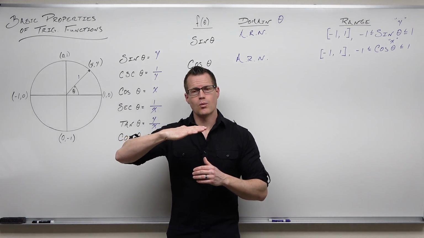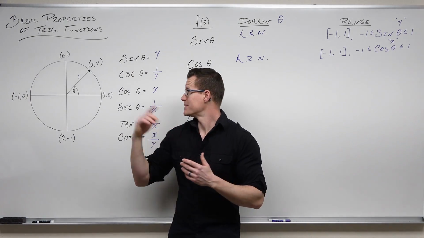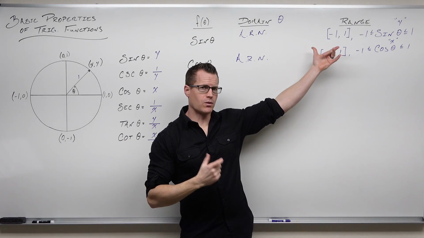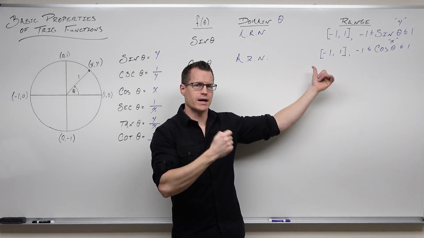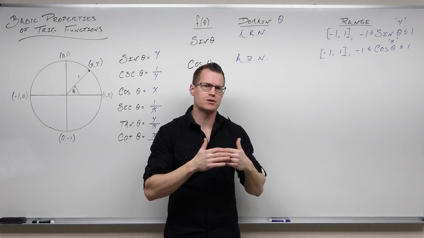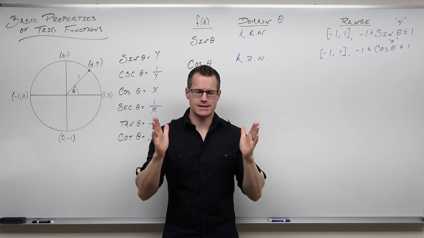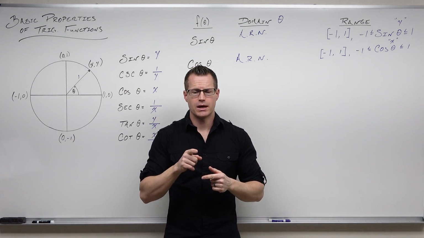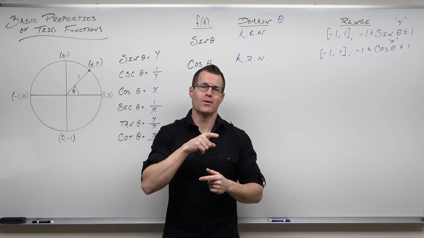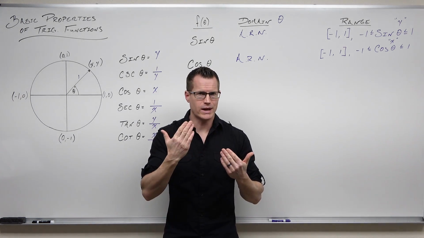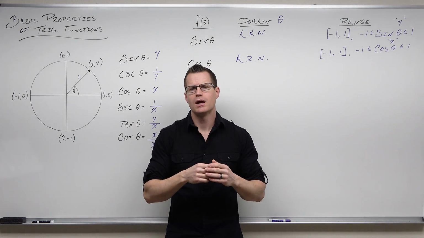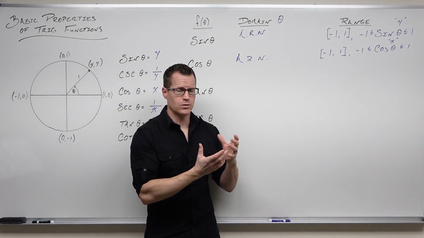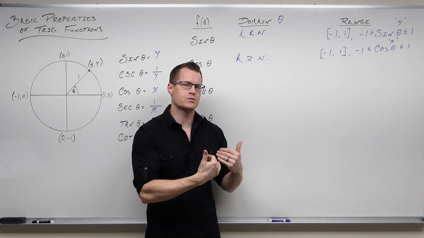Our domain is what angle can you plug in? Any angle will give you out some sort of a real y value for sine and some sort of a real x value for cosine. I hope you're seeing that the domain is different than normal. It's not just an interval of the x, it's an interval of an angle. So an interval of where you can go on a circle, what radians or degrees can you plug in and get something out. For sine and cosine, any angle will give you a y or an x respectively.